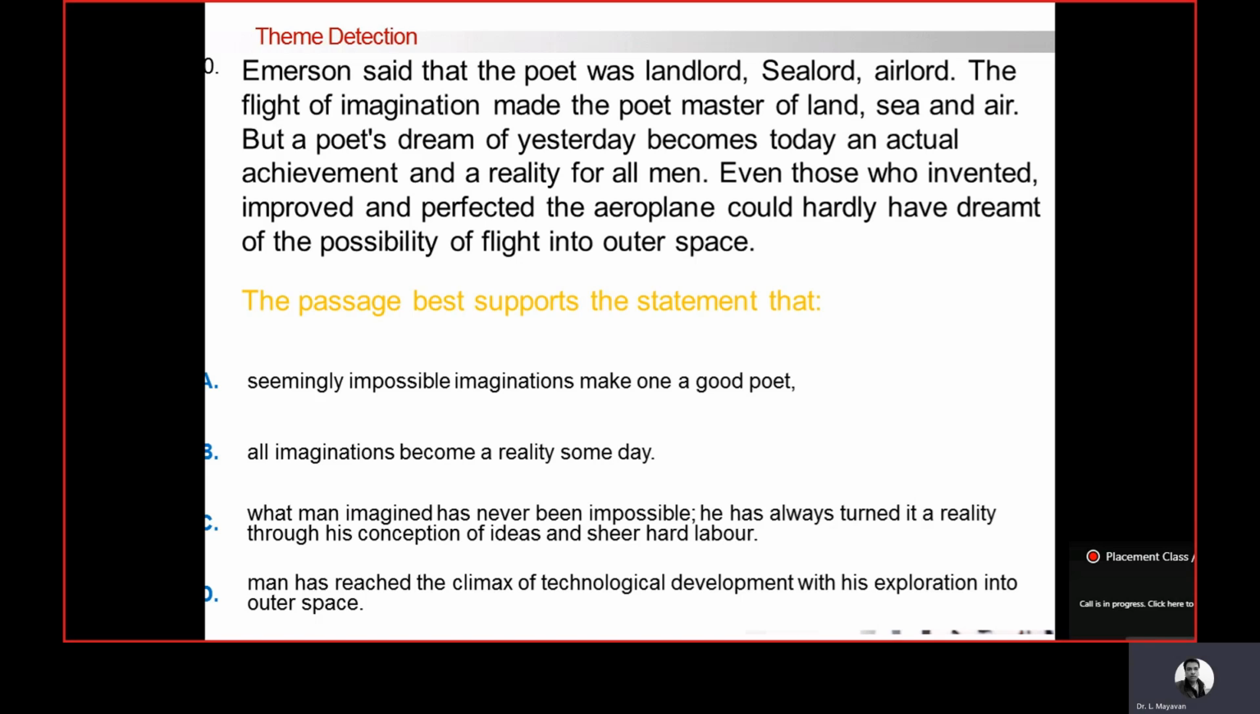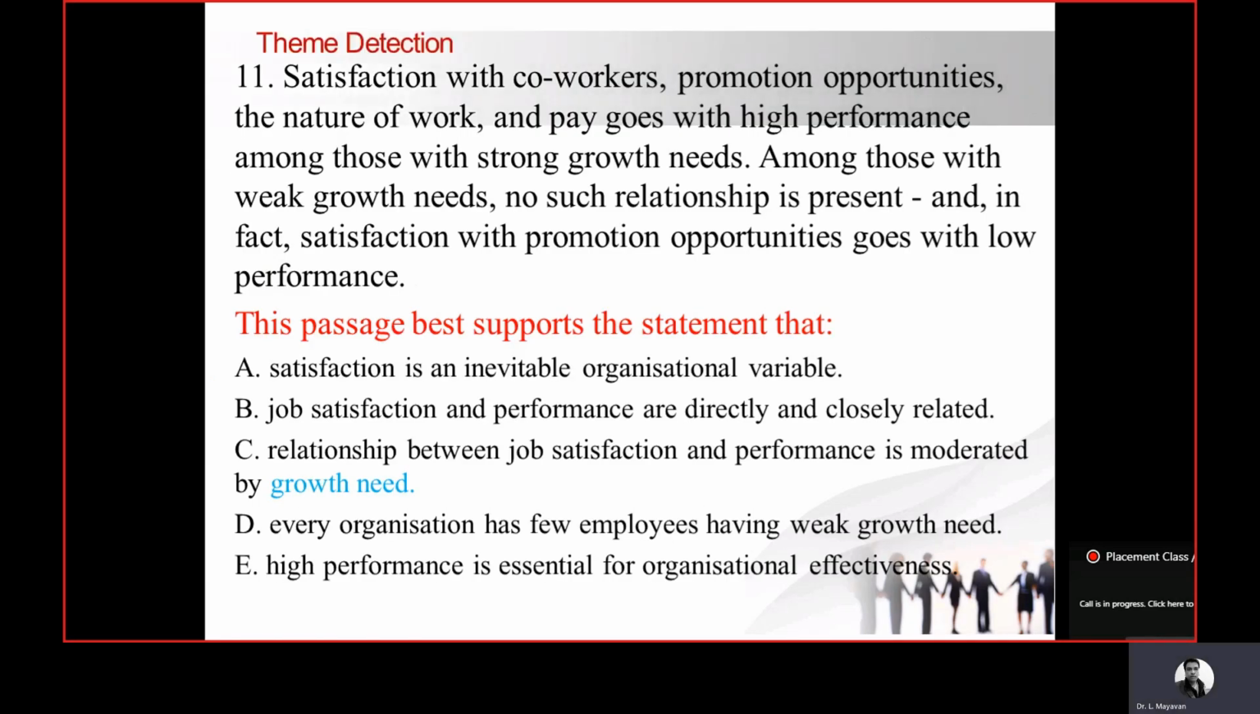Option C seems to be the right option, since it discusses that man's imagination has never been impossible. That is the exact theme. A dream of yesterday becomes today an actual achievement, a reality for all men. He has always turned it a reality through his conception of ideas and sheer hard labor. Option C is the right option. And move on to the 11th one, theme deduction. I hope you understand, an interesting one.